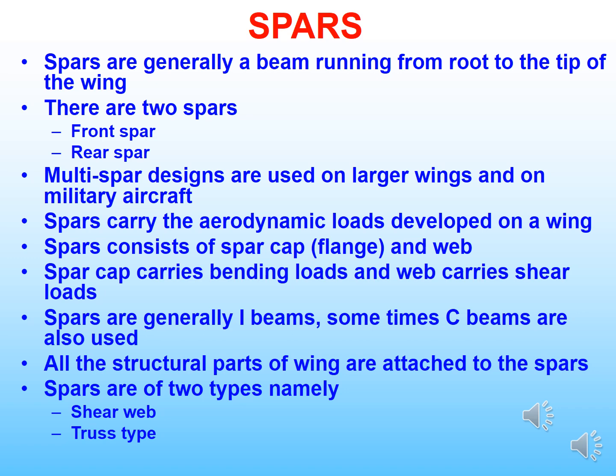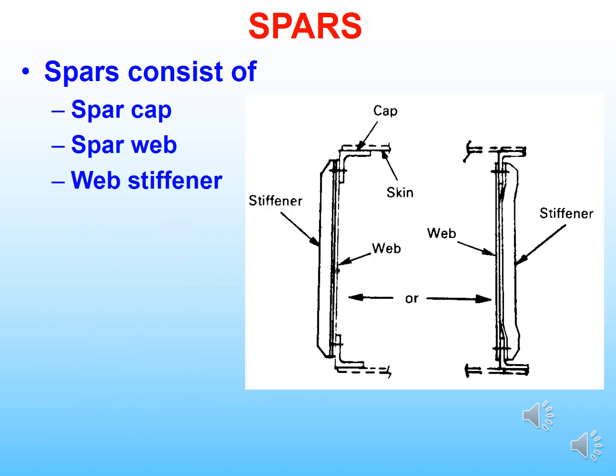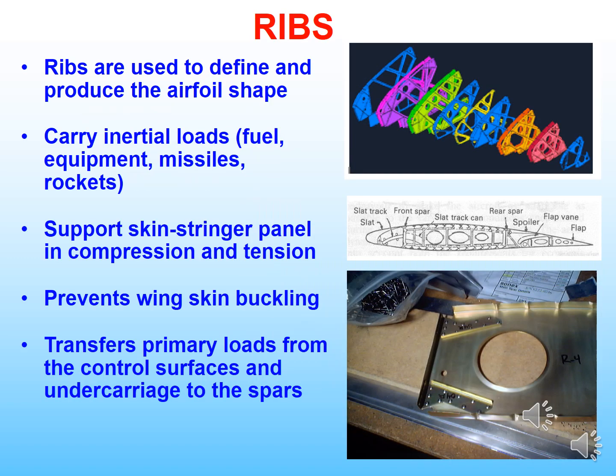Spars are of two types, mainly shear web and truss type. These are the spars. One is the C section, the other one is the I section. The spar consists of cap, web and a stiffener. The stiffener is used to hold the structure without any failure.